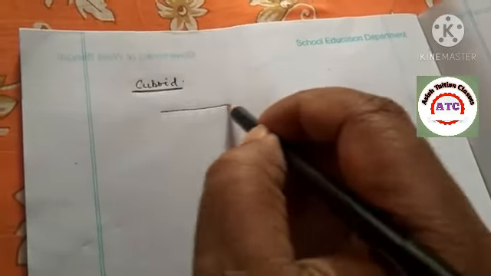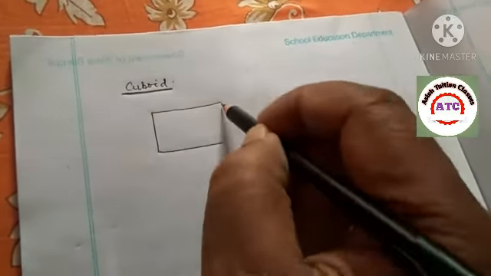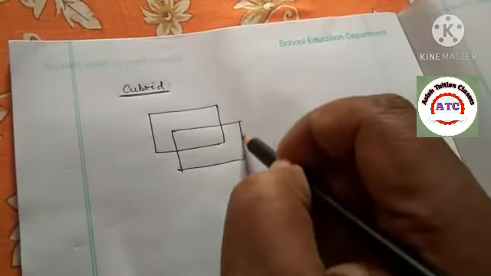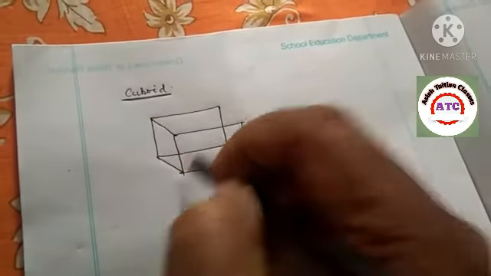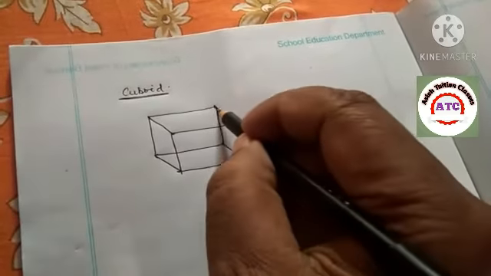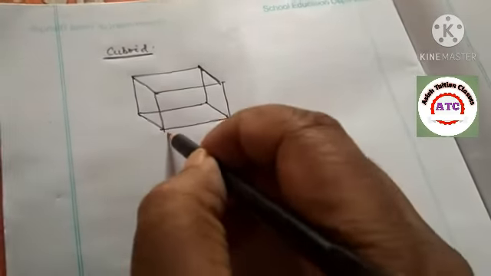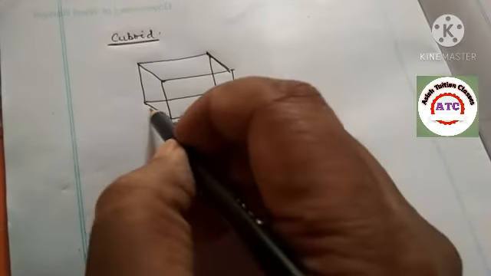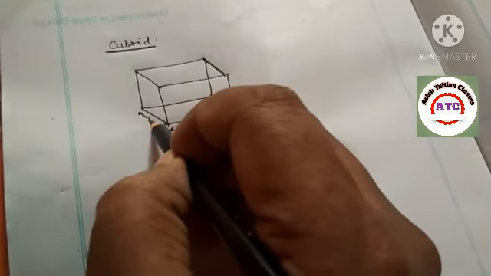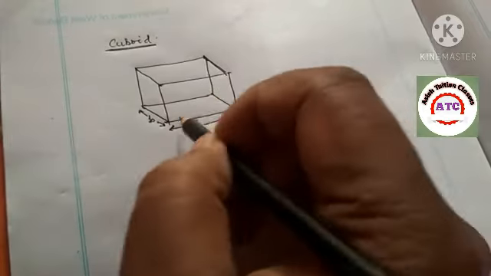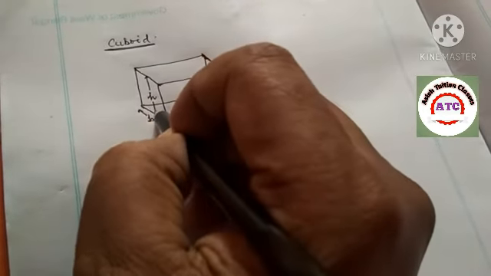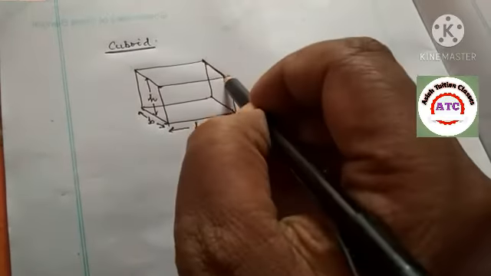What is a cuboid? Let's see. This is the figure of a cuboid. This is the length of the cuboid and it is denoted by L. This is the breadth, denoted by B. And this is the height of the cuboid, denoted by H.